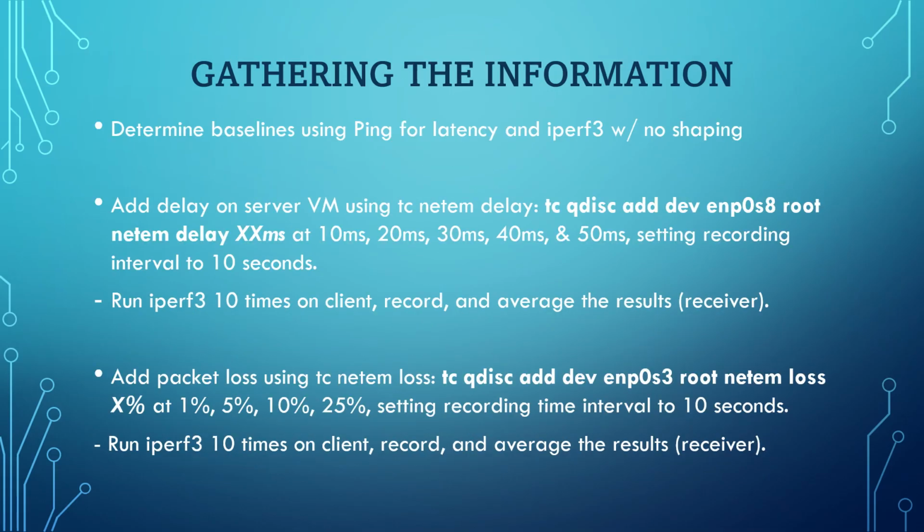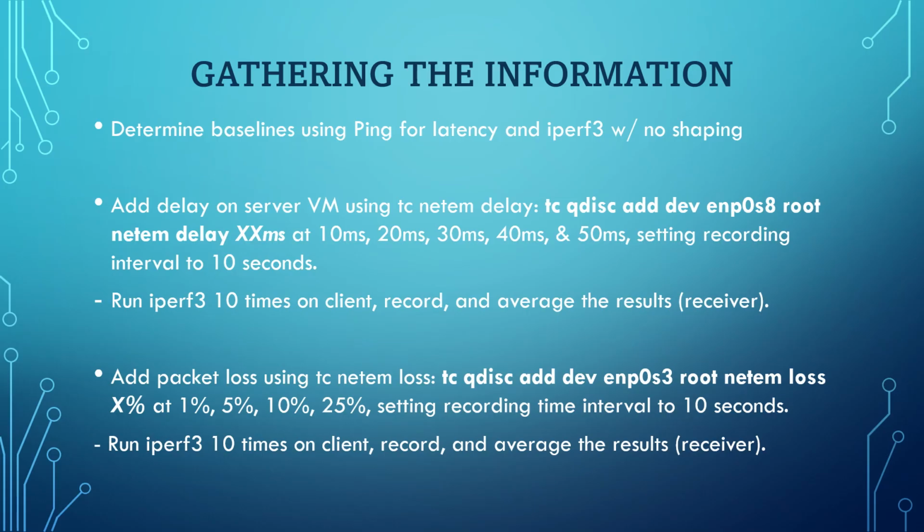To gather the information and form a comparison, I first started by running a baseline test with no delay or loss. I used ping to record the average latency and iperf3 to measure throughput. Then I introduced delay using tc netem commands on the server's network interface. For each delay level, 10, 20, 30, 40, and 50 milliseconds, I ran the iperf3 test 10 times, recorded, and then averaged the results. After each round, I removed the shaping rule to reset the link.